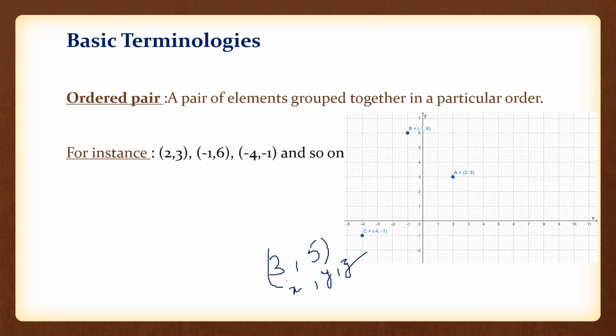So these are all just the locations of ordered pairs, which we have already studied; only the name is a little new. A pair of elements grouped together in a particular order. Particular order means if this is two dimensional, then we write x and then y. If it is three dimensional, then we say x, y, and z. The sequence is x, y, and z.